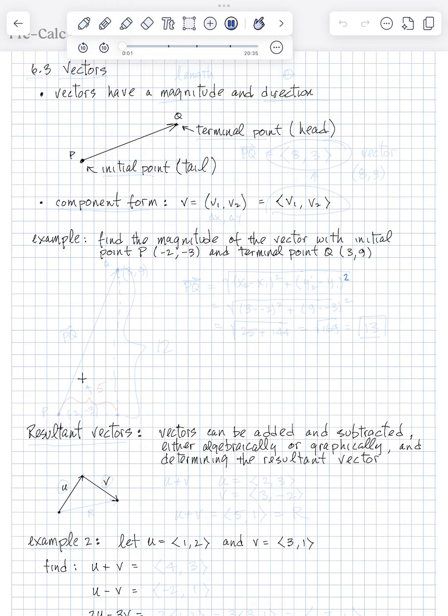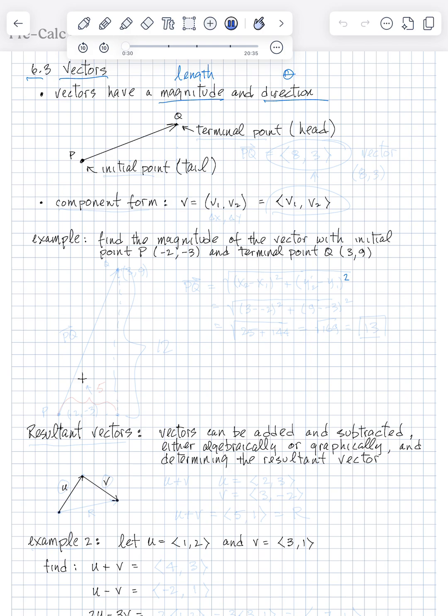Okay, 6.3 is on vectors. And as you remember from Despicable Me, vectors have a magnitude and direction. The magnitude is the length, and the direction is theta. It's the angle that it makes with the x-axis, and we'll get into that in a few lessons.